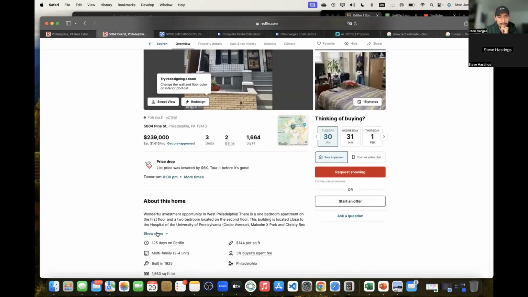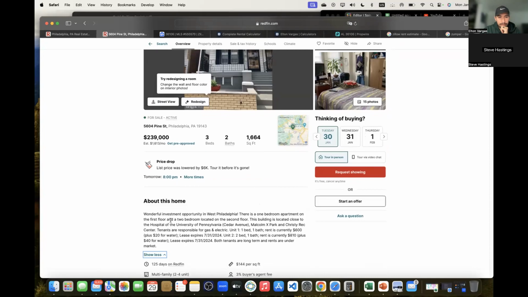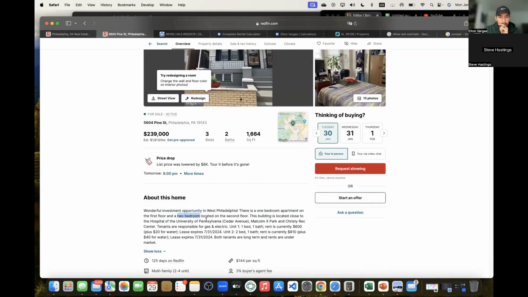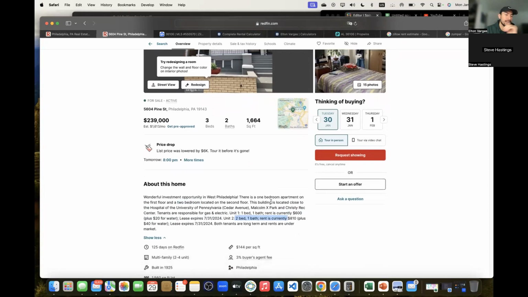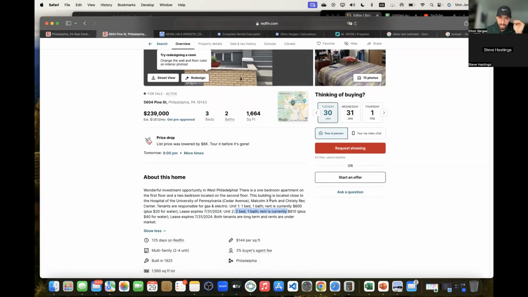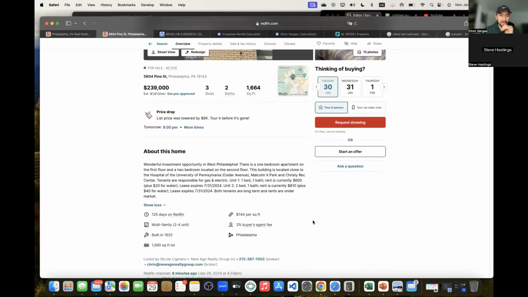Investment. Okay, the first floor is a 2 bedroom, and there's a 1 bedroom apartment on the first floor. Oh, so it's a 2-1 and a 1-1. Oh, here we go. The 1-1 is being rented for 600 plus 20 water. Okay, so 620. And the 2-2 is renting for 810. Bam. This is the kind of agent I love working with. They put it in the description. They know that this property is an investor property that needs to get sold.